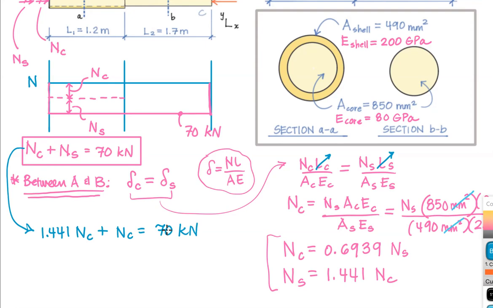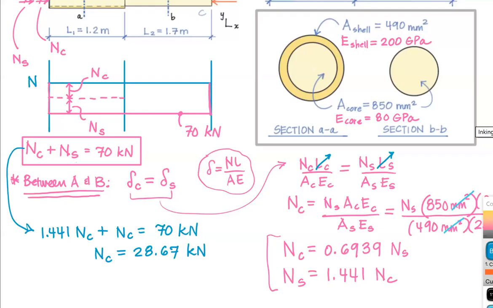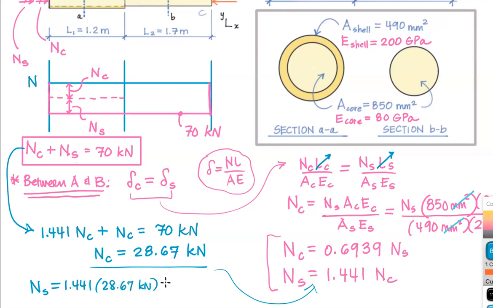Divide both sides by that number, and you will find that the normal force in the core is equal to 28.67 kilonewtons. That's accurate to 4 sig figs. Of course, we can just use substitution in order to finish off the solution of this system of two equations. So now I'm going to take this value and plug this one back in here. And N sub S, normal force in the shell, is equal to 1.441 times the 28.67 kilonewtons that we just solved for.